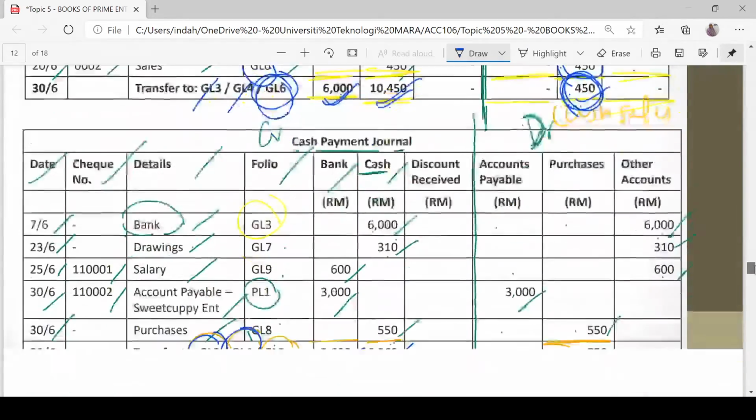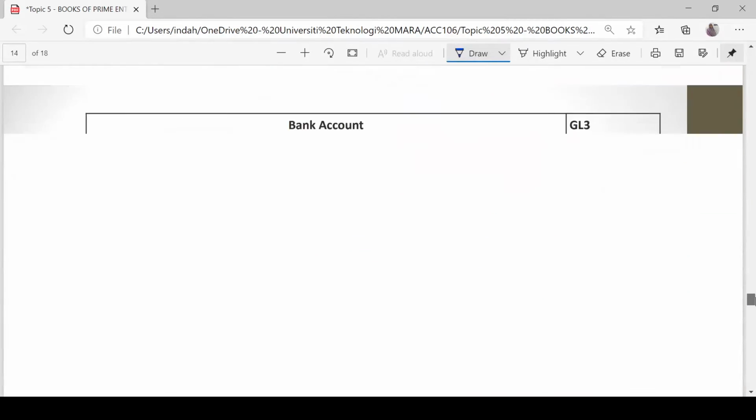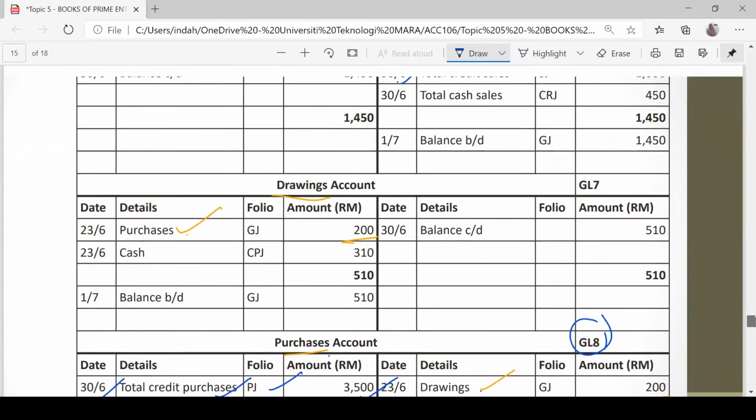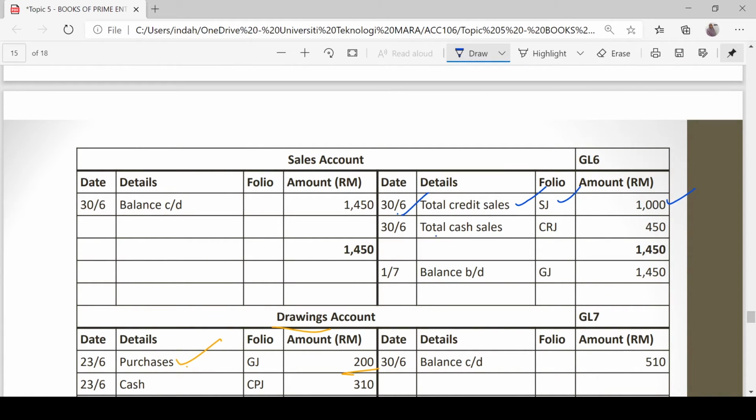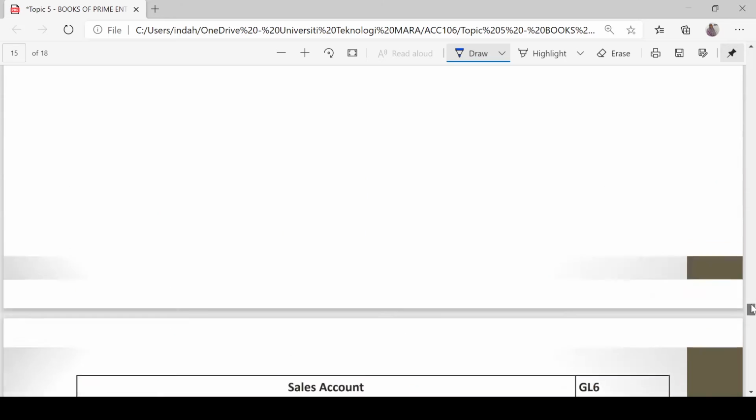So let's see how we present that in the sales account. Remember, that side is to be credited. So we are going to credit 450 because it comes from the cash receipt journal, total cash sales. And that's it, then we can close. For the sales account, we have only two items: total credit sales and total cash sales. Then you balance off and find the balance, if any. That is the total and that is your balance c/d. Next, for the cash payment journal.